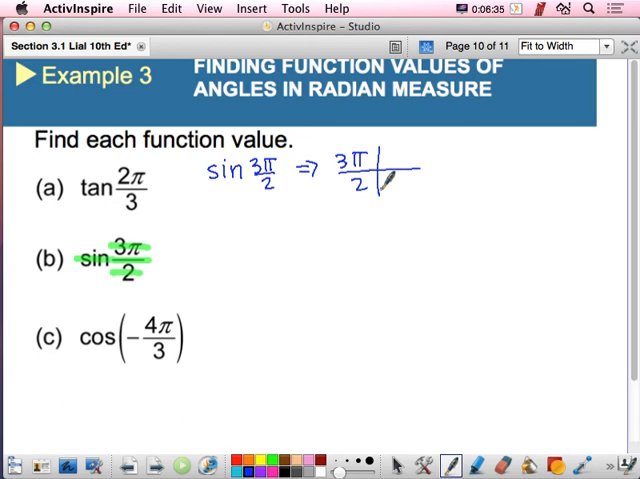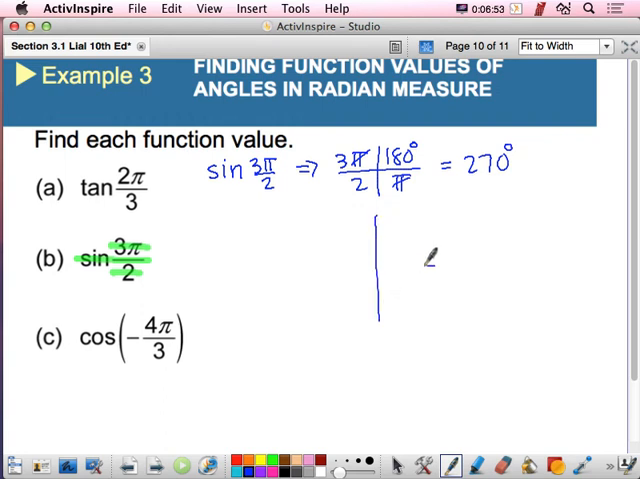So 3 pi over 2, convert it by multiplying by 180 over pi. The pi is simplified to 1. 2 goes into 180 90 times. 90 times 3 is 270 degrees. So basically, I am asking you to find the sine value of 270 degrees.